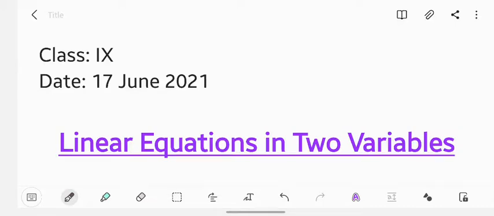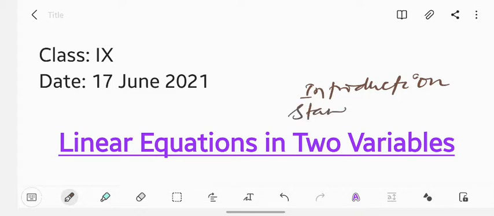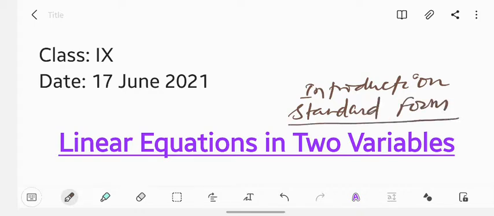Morning, students. Today we are going to start a very new chapter of mathematics, that is linear equations in two variables. And in this video, we'll cover the introduction part, as well as how to write linear equations in two variables in a standard form, as well as to check whether the given equation is a linear equation in two variables or not.